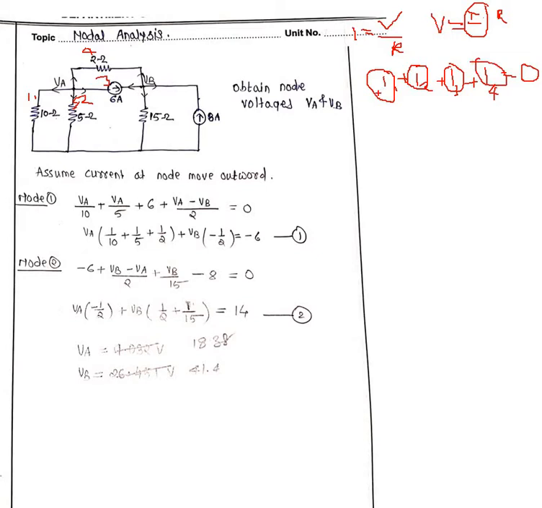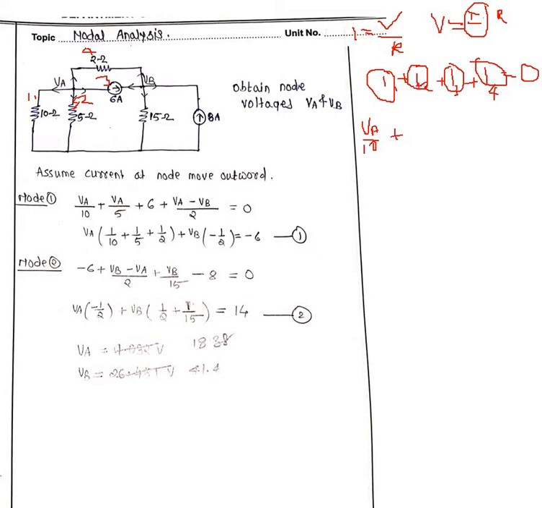First one, I1. Where is I1 considered? Here only. How many sources? Only one source, so very simple. Then you can substitute the formula. What is the formula? V by R. What is the V? VA. VA divided by 10 ohm, plus.